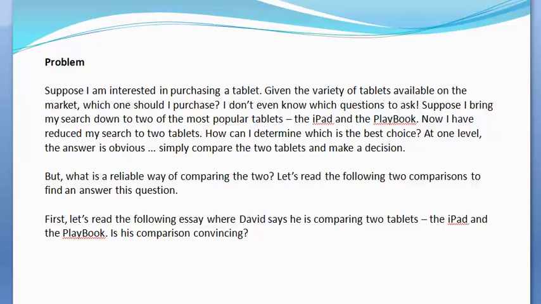At one level, the answer is obvious. Simply compare the two tablets and make a decision. But what is a reliable way of comparing the two? Let's read the following two comparisons to find an answer to this question. First, let's read the following essay where David says he's comparing two tablets, the iPad and the Playbook. Is his comparison convincing?